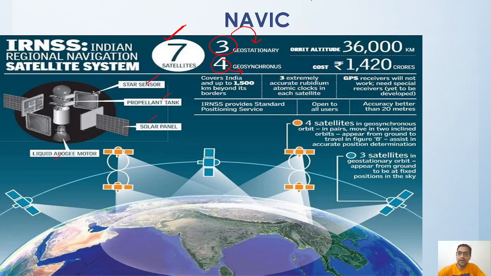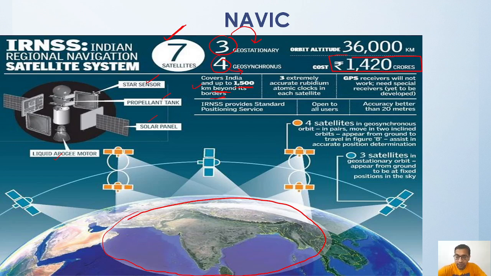The orbital altitude is around 36,000 kilometers and the cost is 1420 crore rupees. This will cover the area from India up to 1500 kilometers beyond its border. So if you see this area, it will be covering this whole area, 1500 kilometers from the border of India.